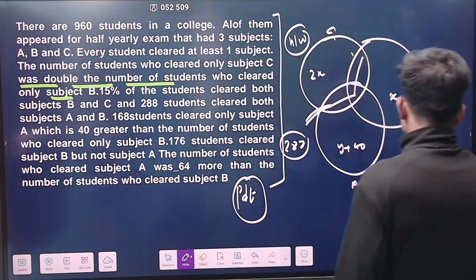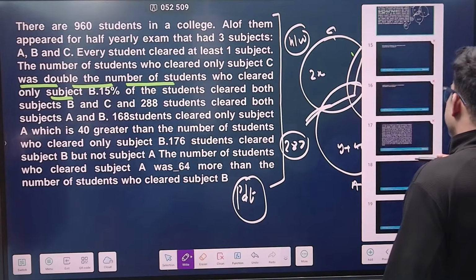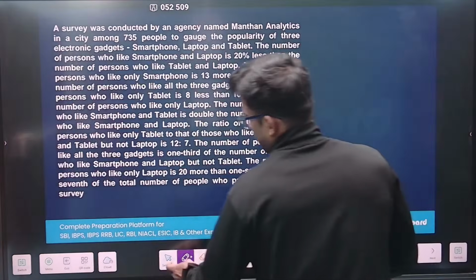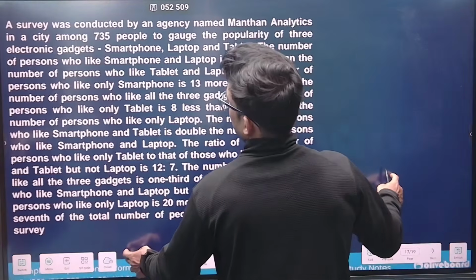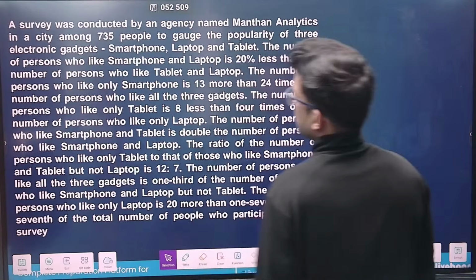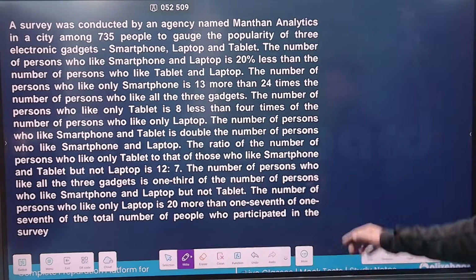And the next set is a very good set, by the way. Our next set is this, which is a mains level question. I'm just showing you, this is a mains level question. Tomorrow at the same time I will be discussing.